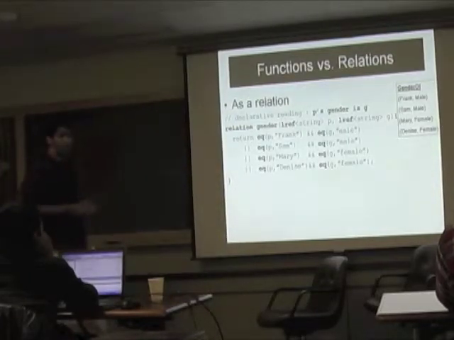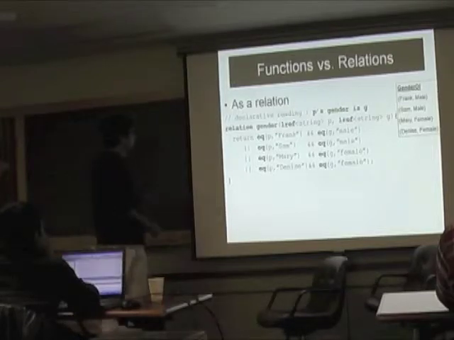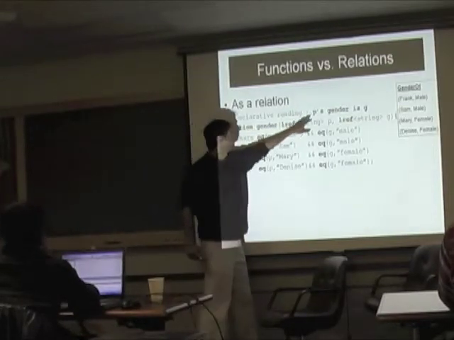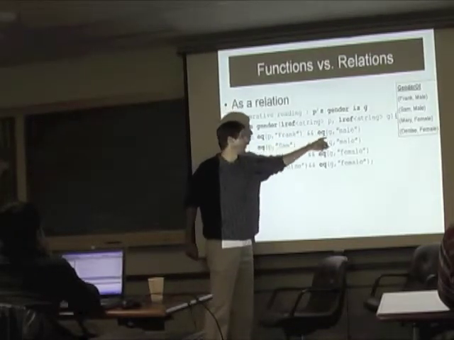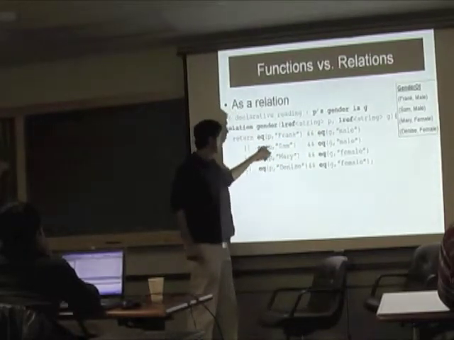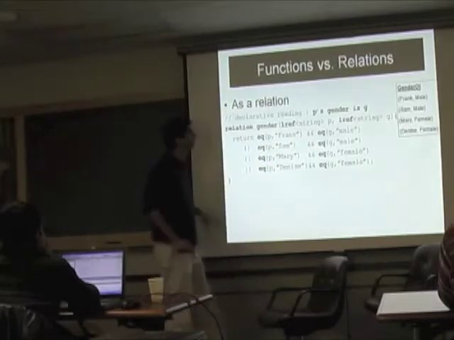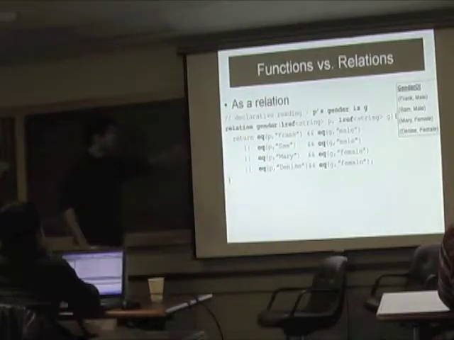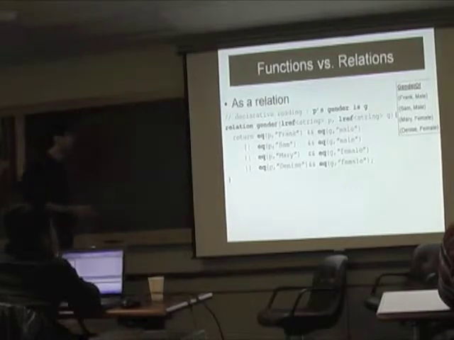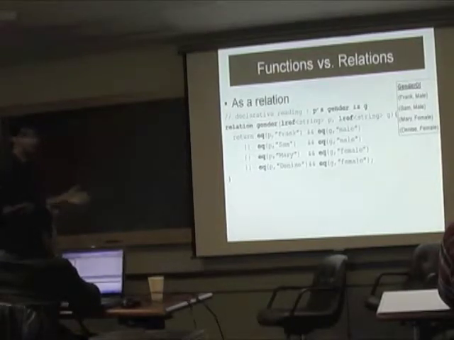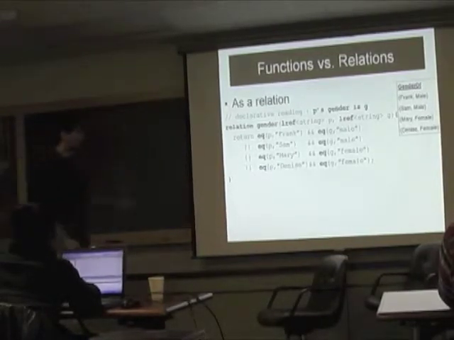Now I'm going to show you how to implement this. Before I show you what's actually happening, let me read this out. You start from here: P's gender is G. If P is equal to Frank, G is equal to male, or P is equal to Sam, and so forth. So we've only represented the information from here. There are no ifs, no for loops, no data structures. There are many ways to do it. This is just a simple one.